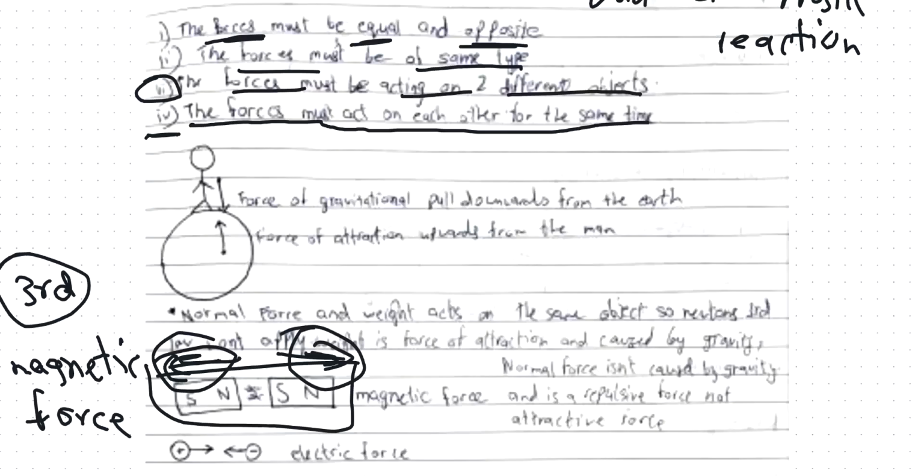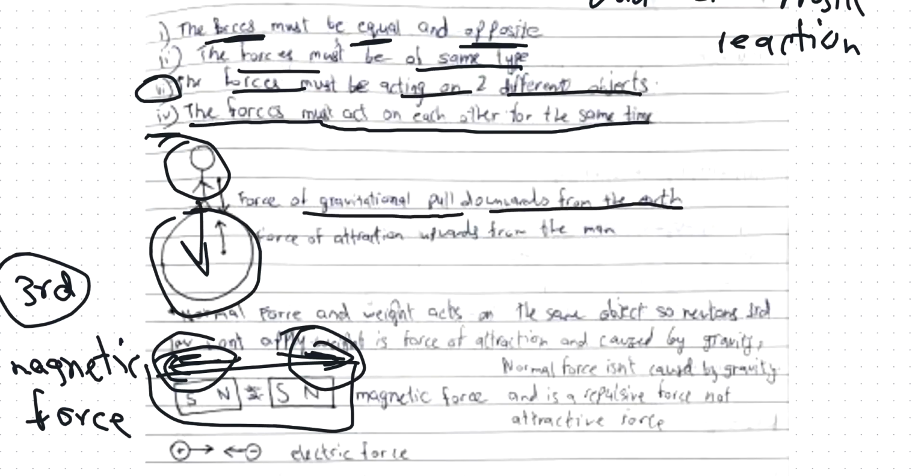So let me take this example. A man is standing on the earth right here. The force of gravitational pull pulls you downward towards the earth. You can see that there will always be weight pointing towards the earth. This would be the downward force. And there would be a force upwards on the man. The force upwards on the man is known as the normal force.